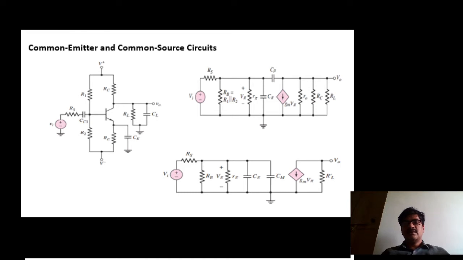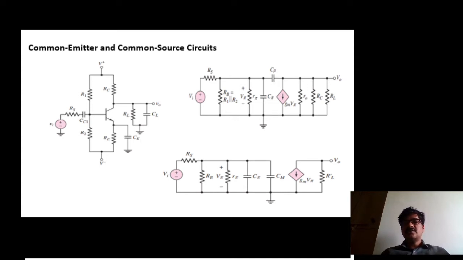First of all, let me draw the AC equivalent circuit of this amplifier network using the high frequency model. The simplified high frequency model includes only two capacitances. One is C pi, the capacitance between base and emitter, and another one is C mu, the capacitance between collector and base.